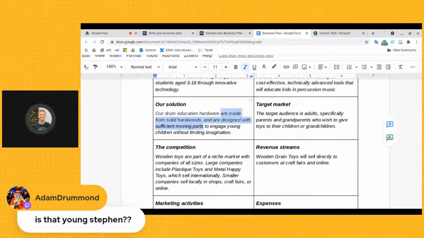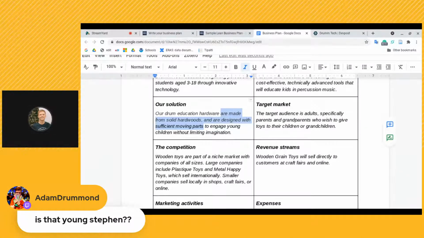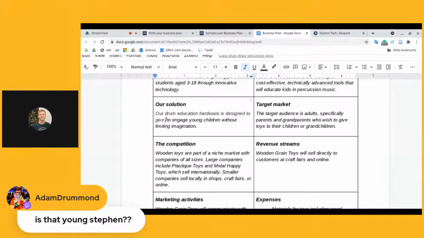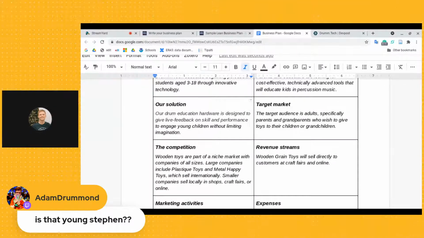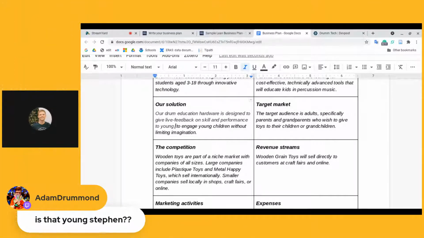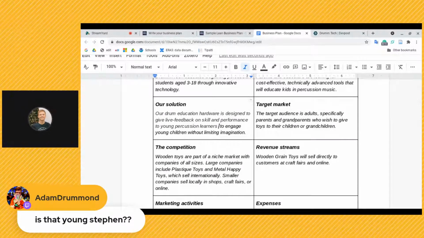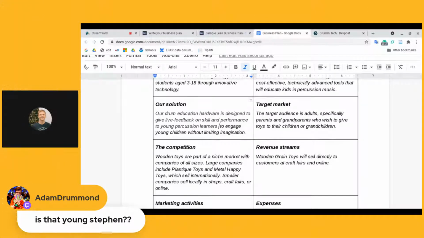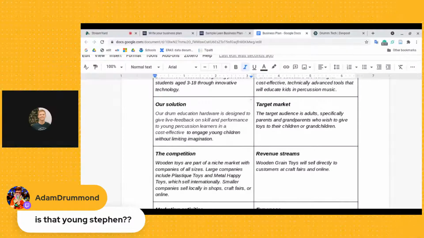So I want to say this is designed to give live feedback on skill and performance to young learners, young percussion learners, let's say. And then they say without limiting imagination. And I want to say in here, in a cost-effective manner and responsive manner, let's say.